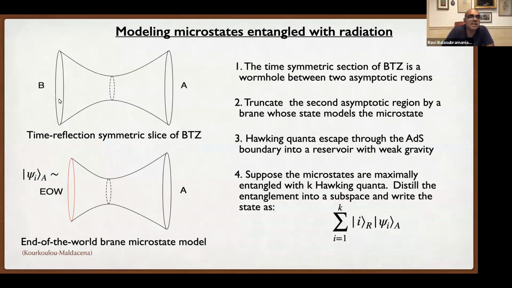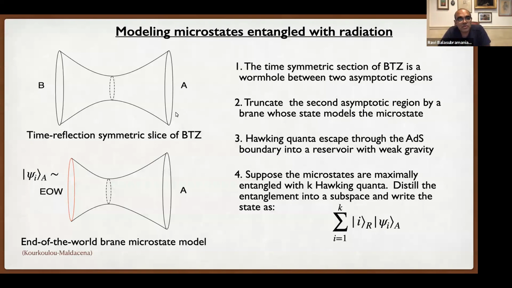So here is a time reflection slice of the BTZ black hole. As you know, this thing is an eternal black hole. So it's a wormhole between 2 asymptotic regions. So here's the region A, here's the region B, and we're going to collect the radiation over here. We're imagining that we cut the thing off and there's a little bit of escape into a little reservoir on this boundary here with weak gravity in it. So that's going to be a radiation reservoir.